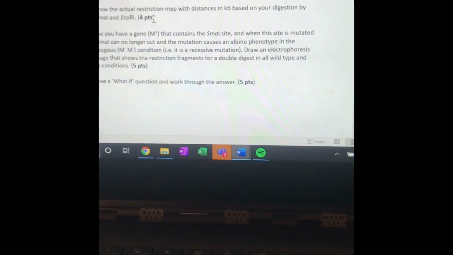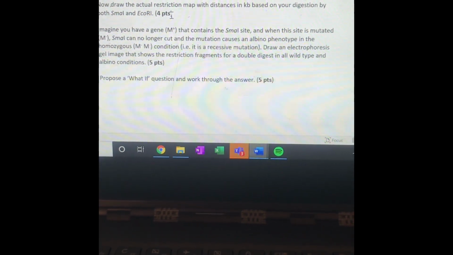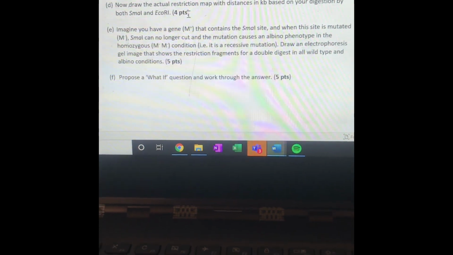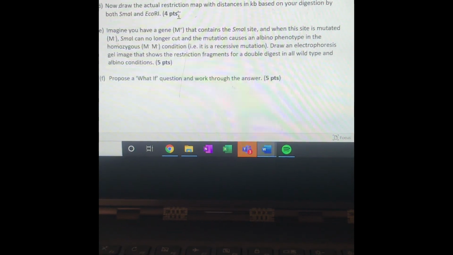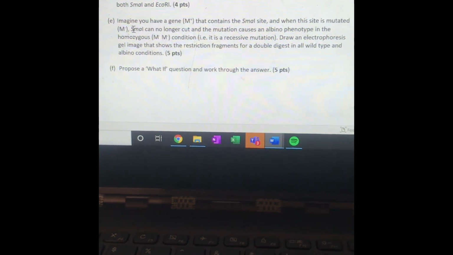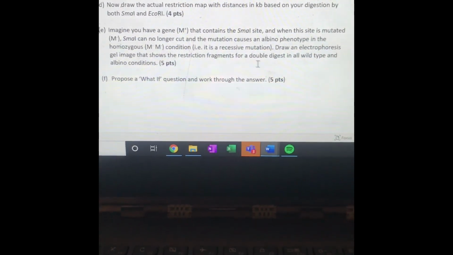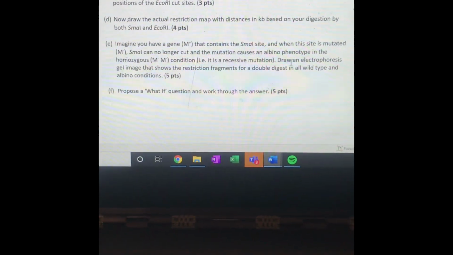Now, imagine you have a gene M+ that contains the SMA site, and when the site is mutated, M-, SMA can no longer cut, and the mutation causes an albino phenotype in the homozygous condition. Draw an electrophoresis gel that shows restriction fragments for a double digest in all wild type and albino conditions. So essentially what this is saying is that in albino conditions, this guy right here, SMA1, cannot cut. So since this cannot cut in the albino conditions, it will show a different banding pattern on a gel.